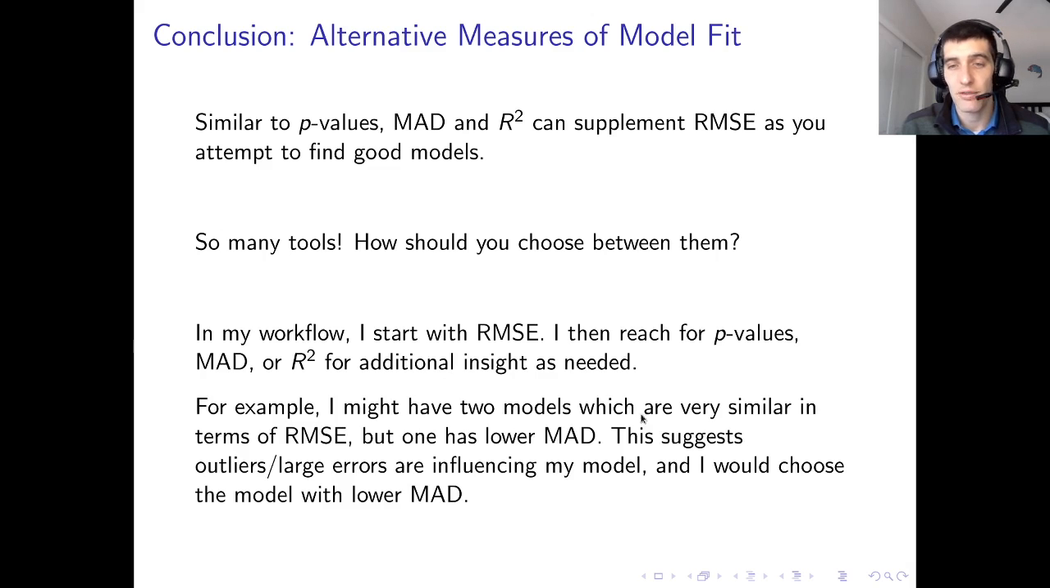An example of this is I might have two models which are very similar in RMSE, and I'm having a hard time choosing between them. If one of them has a lower mean absolute deviation, this suggests that maybe large errors are influencing my model, and if that's true, then I would just stick with the one which has lower mean absolute deviation. So the philosophy is to prefer root mean squared error, and if things are similar, then you can reach for additional insight, for example using mean absolute deviation and the least absolute deviation estimator. If you know that you have large errors present in your model, maybe you just start with LAD from the start, saying we're going to use LAD because we know that we have large errors here, and it's just the environment that I'm working in. So that's another reason I might use mean absolute deviation instead of root mean squared error.